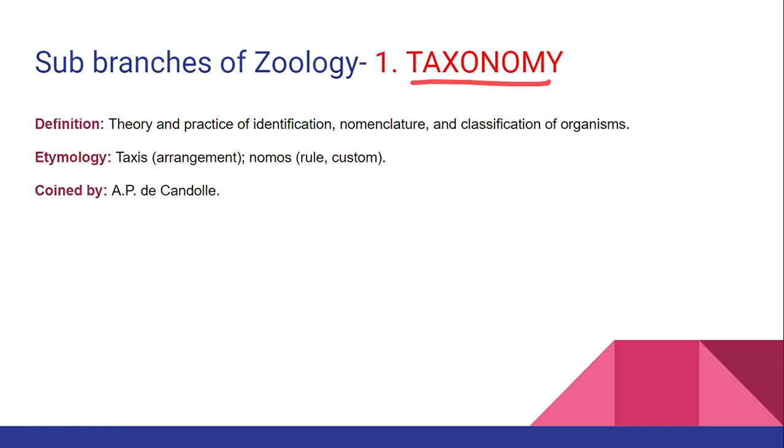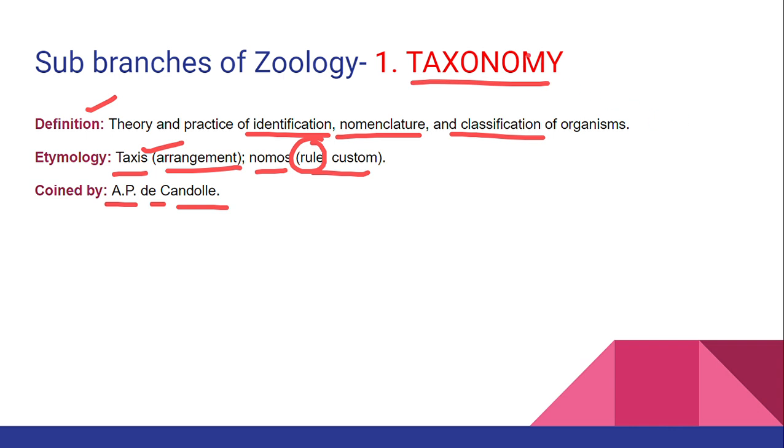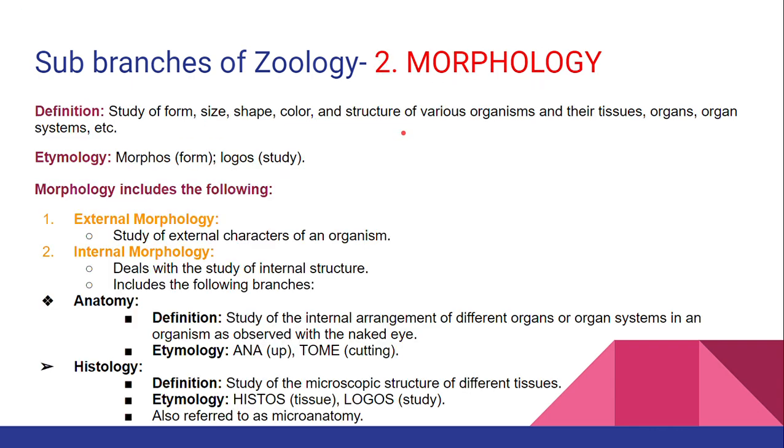Let's go with taxonomy. What is taxonomy? Taxis means arrangement and nomos means rule. So you are going to do arrangement of organisms based on certain scientific rules. Who coined this word? A.P. de Candolle coined the word taxonomy. What is the definition of taxonomy? Theory and practice of identification, nomenclature and classification of organisms. We call it taxonomy. So basically, taxonomy is nothing but arrangement of organisms based on rules.